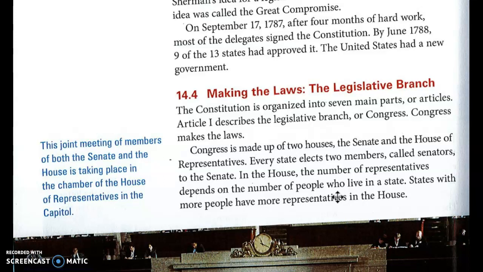14.4 Making the Laws: The Legislative Branch. The Constitution is organized into 7 main parts, or articles. Article 1 describes the legislative branch, or Congress. Congress makes the laws. Congress is made up of 2 houses, the Senate and the House of Representatives. Every state elects 2 members, called senators, to the Senate. In the House, the number of representatives depends on the number of people who live in a state. States with more people have more representatives in the House.